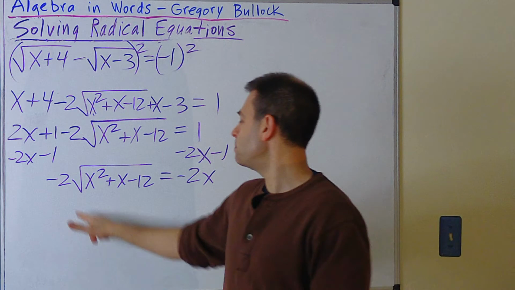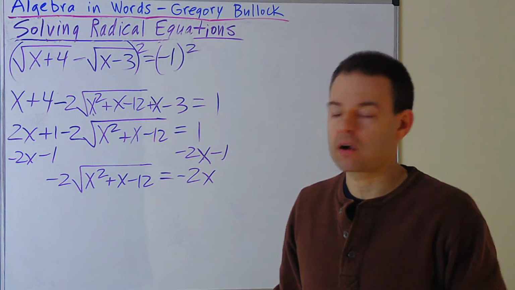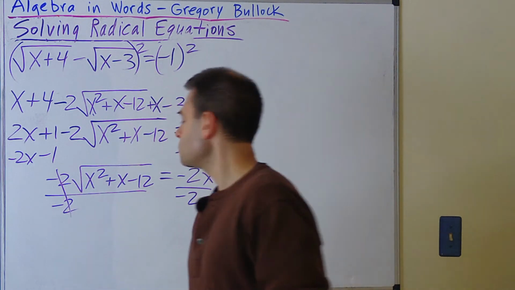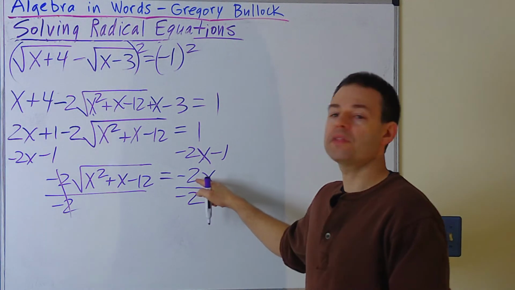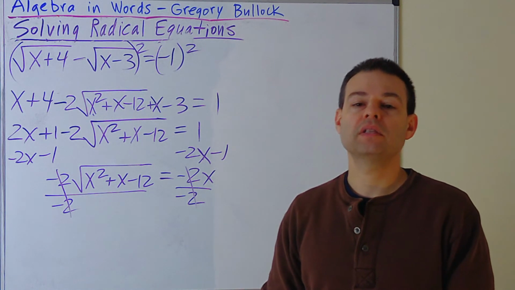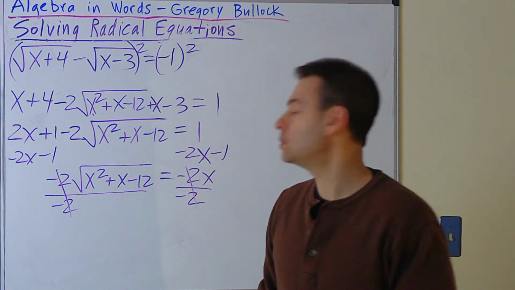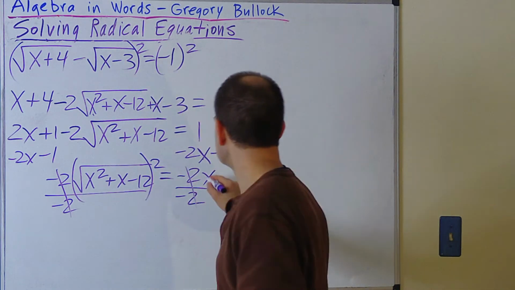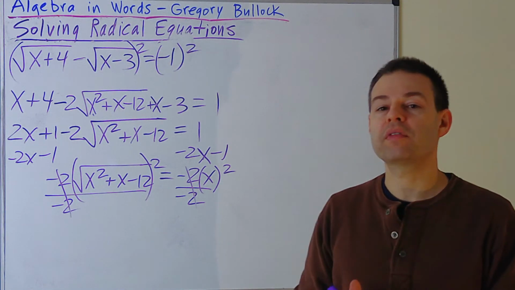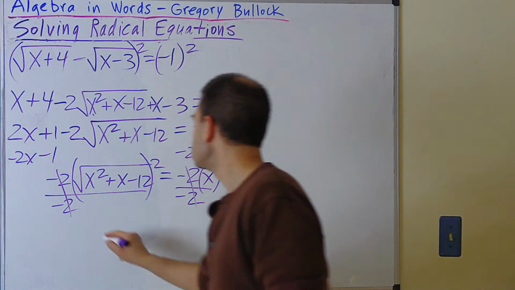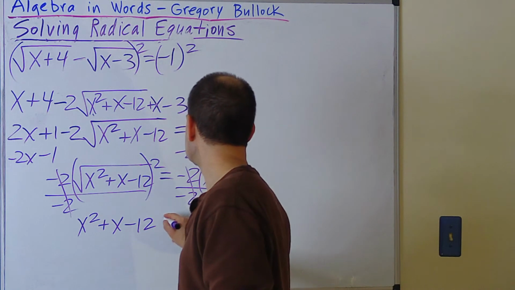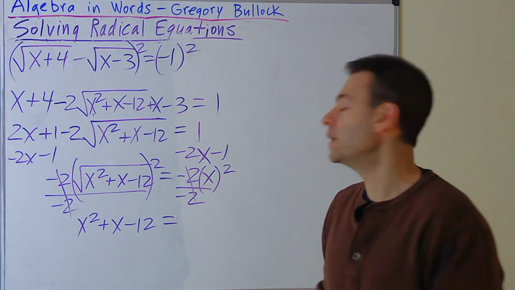Now let's divide both sides by this coefficient, negative 2, to get rid of that coefficient. So these are now eliminated. And also the negative 2 over the negative 2 is also now eliminated. So now let's square both sides to get rid of this radical. And on the left, the radical is gone, and it's going to leave us with x squared plus x minus 12 equals x squared on the right.